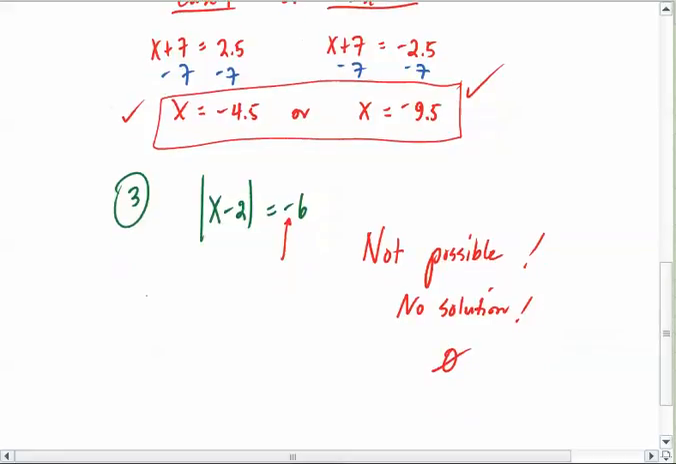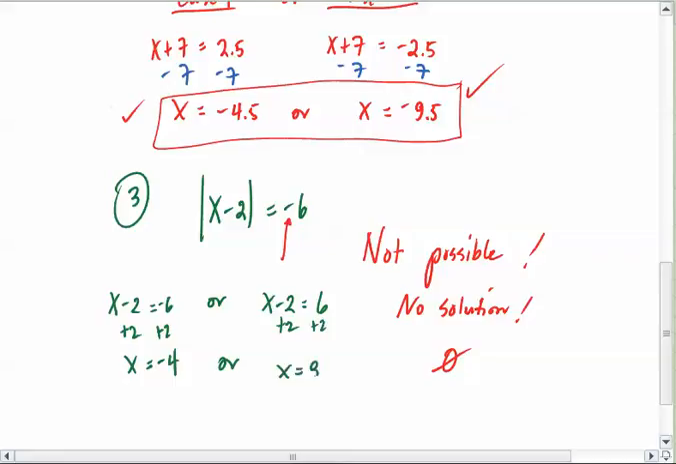No solution. Now, let's just say that you didn't notice that. Let's just say, okay, we're going to do our two cases. So we have x minus 2 is equal to -6, or x minus 2 is equal to +6. Okay, so we add 2 to both sides. We have x is equal to -4, or, adding 2 again, x is equal to 8.